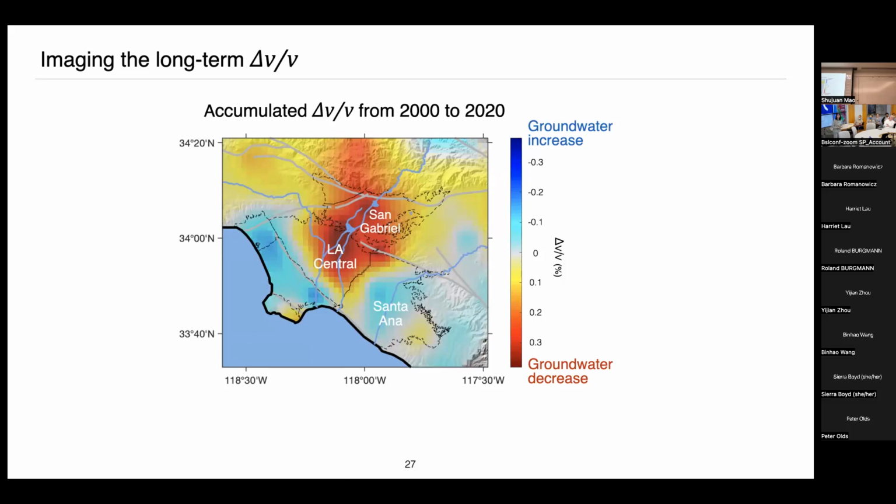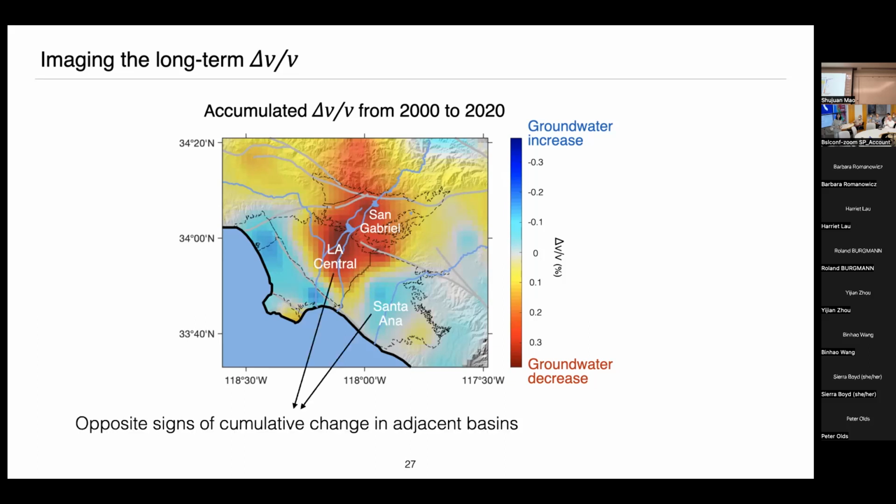So this was very interesting for us seismologists because we know that this boundary between the two basins is not a fault. It's just a county line. So Los Angeles County on this side, Orange County on this side. So why do we observe such a big difference, even in the signs of cumulative changes, in these two adjacent basins?